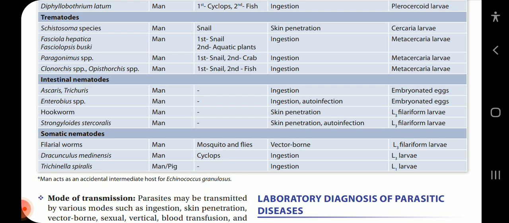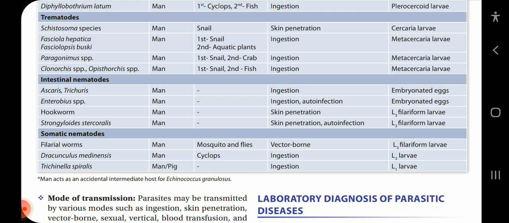Hookworm infection: definitive host man, skin penetration is the mode of transmission, and L3 filariform larvae is the infective form. Strongyloides stercoralis: definitive host man, mode of transmission skin penetration and autoinfection, infective form L3 filariform larvae.